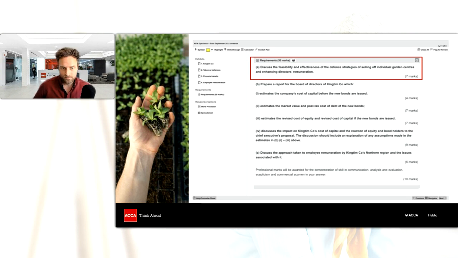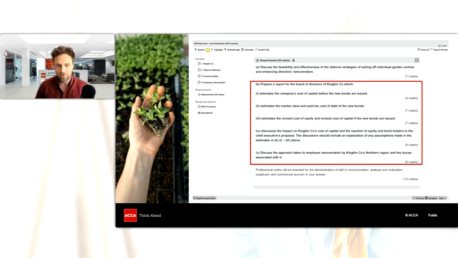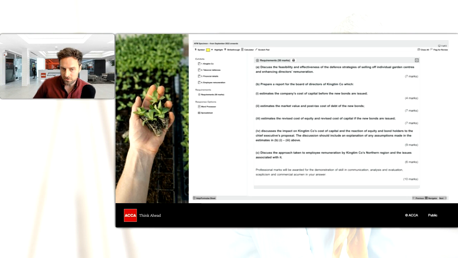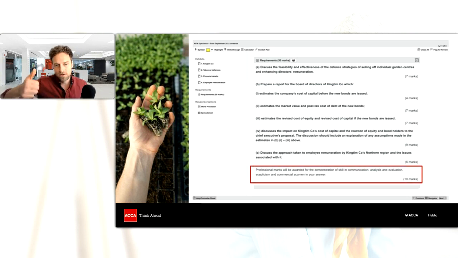Then you've got part B, which is to prepare a report. There's your report format, by the way, for the board of directors, which does all those different bits. Again, we're not going to go into details of exactly what they want us to do in there. But as you can imagine, in AFM, quite a lot of that is calculation-based. So parts 1, 2 and 3 of part B are more calculation-based. And then at the bottom, as always, in your big 50-mark question, you've got your professional marks, 10 marks: communication, analysis and evaluation, skepticism, and commercial acumen. So we'll look at how these students coped with those and the sorts of scores they were getting.